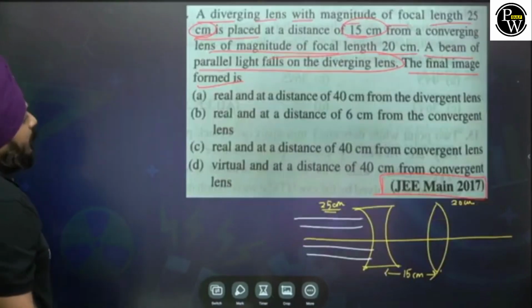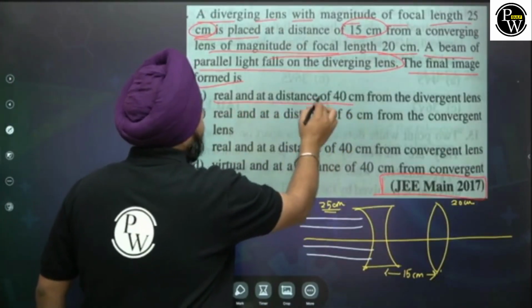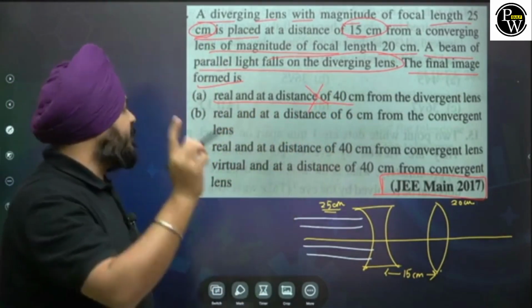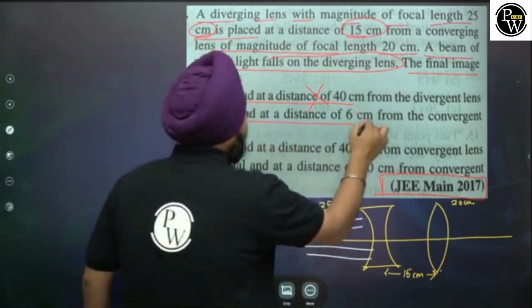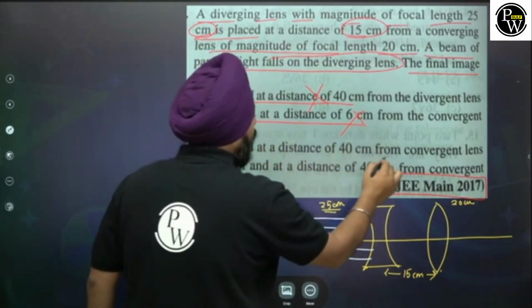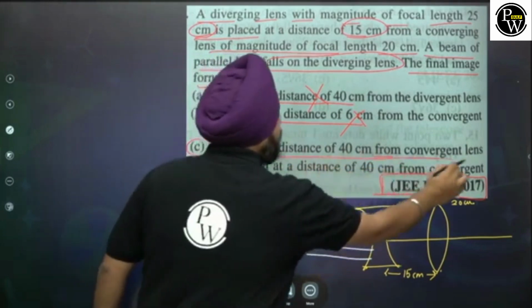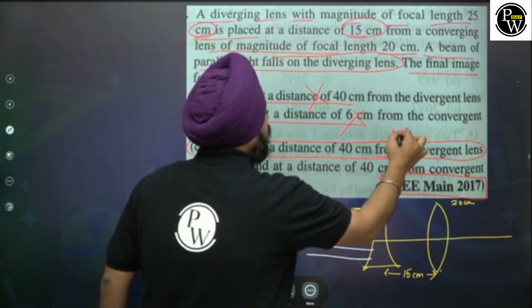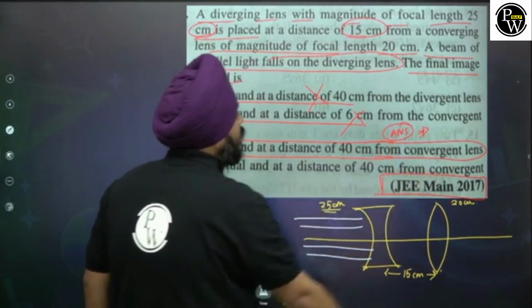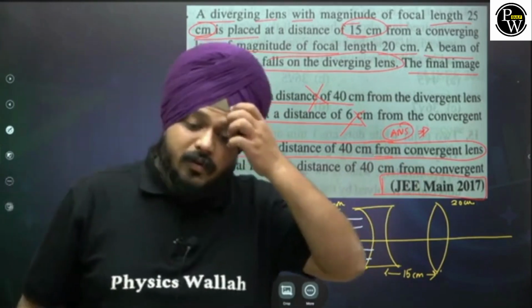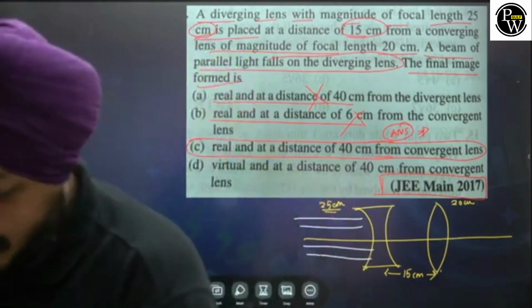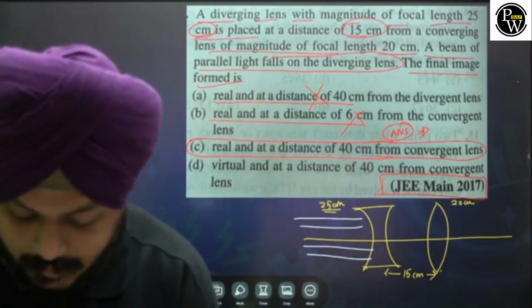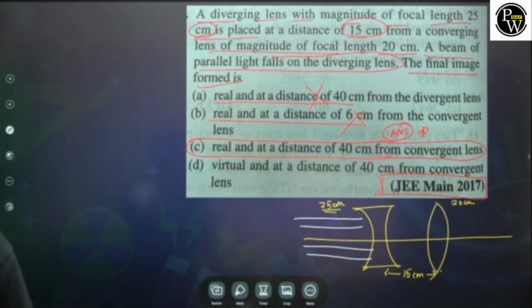Right. So here, real image and distance of 40 centimeter from the diverging lens, wrong. Real and the distance of 6 centimeter, wrong. Real and the distance of the 40 centimeter from the converging lens, yes. C is the perfect answer for this specific question. Yes or no, guys? Okay. Now, let's move on to the next question.